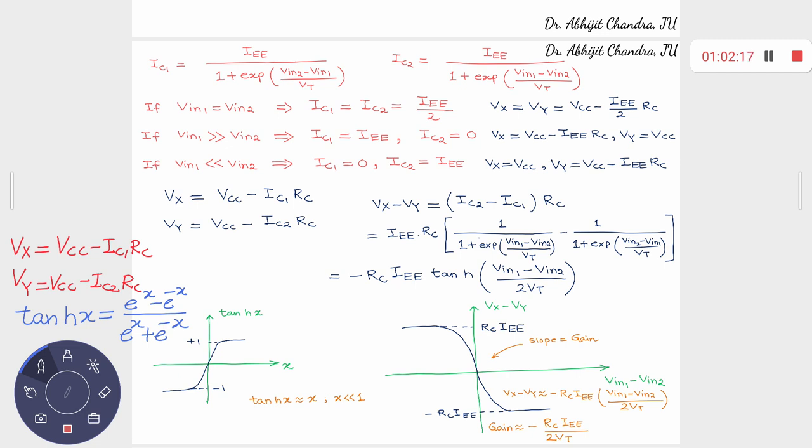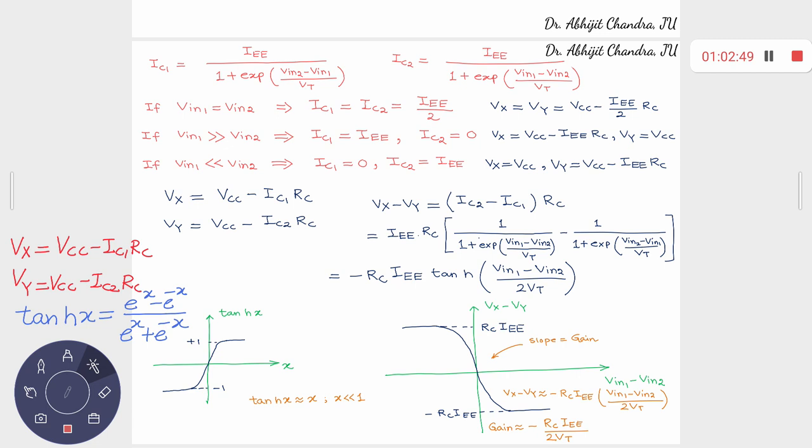Now with this understanding, I can draw the differential output. How does it look? We have the minus sign there. The maximum value is RCI, this is minus RCI, and this is the slope. Previously we identified RCI and minus RCI, and we were uncertain about this part, and that's why I used a dotted line over there.